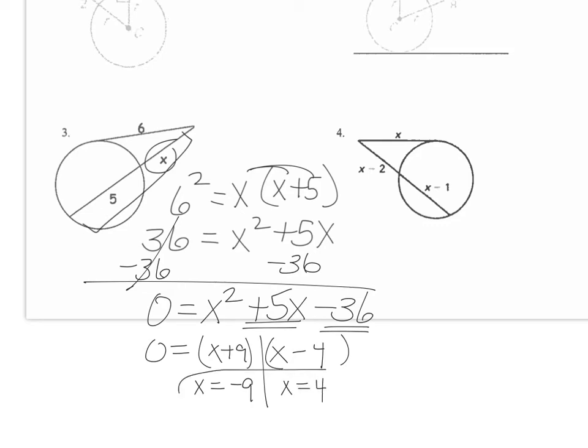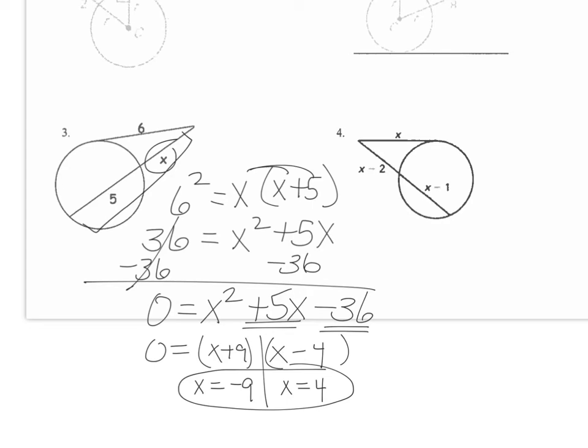So looking at these two answers, which one is 100% illogical to represent this picture? Well, x equals negative 9 is illogical because a piece of a secant line cannot be negative 9. So that's not my answer because it is the illogical answer. So my real answer in this problem is 4.